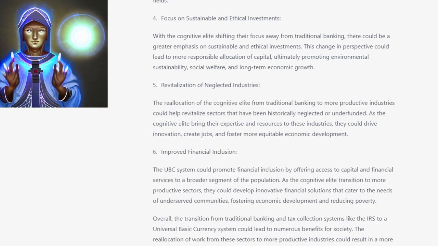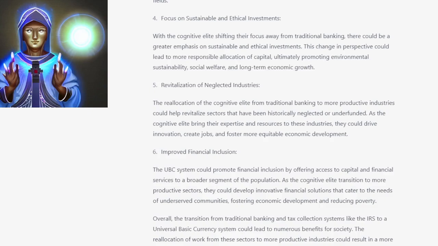In the new UBC system, the cognitive elite may find opportunities in a broader range of industries, reducing the concentration of wealth and power within the financial sector. This redistribution of talent could promote social mobility and help address income inequality by creating more opportunities for individuals from diverse backgrounds to excel in various fields.